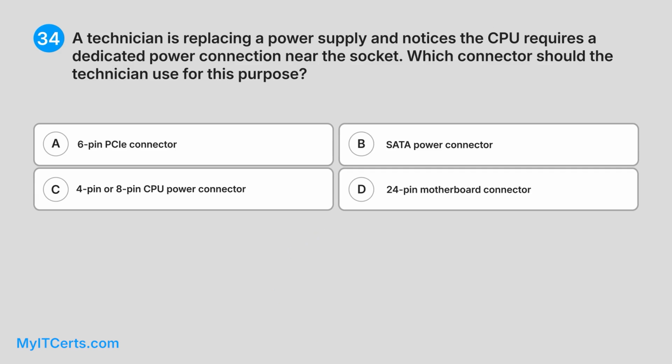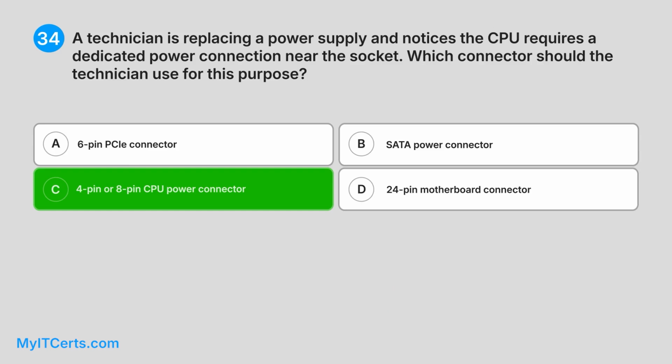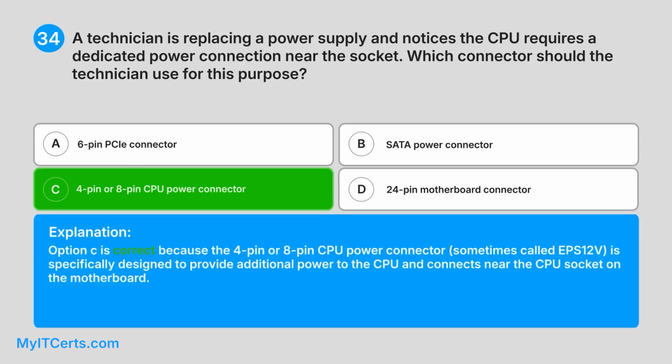Correct answer. C. 4-pin or 8-pin CPU power connector. Explanation. Option C is correct because the 4-pin or 8-pin CPU power connector, sometimes called EPS12V, is specifically designed to provide additional power to the CPU and connects near the CPU socket on the motherboard.